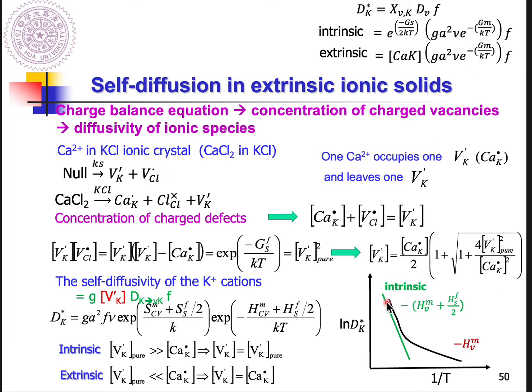And the other one is the extrinsic one. Because this is the concentration, you always know how much calcium chloride you dope in this ionic material, so this is a constant. And the temperature dependent term will be only this term, so the slope is only associated with the migration enthalpy divided by k. So this slope must be smaller than this slope.